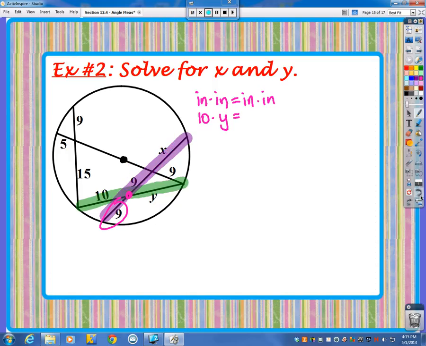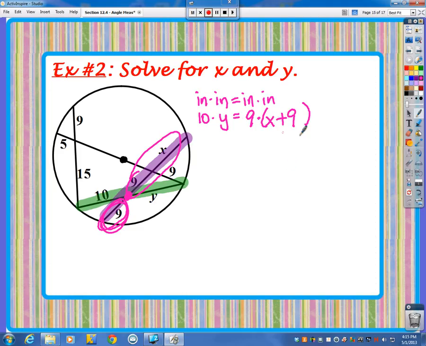Or do I want to say that this is a piece and that's a piece? How do I do this? Well, here's where they're specifically crossing, right? So I have to call this one inside piece and this the other inside piece. So one inside piece is this 9. The other inside piece is made up of two pieces, so I have to use parentheses, and it's x plus 9 or 9 plus x. So I'm going to leave that right there.